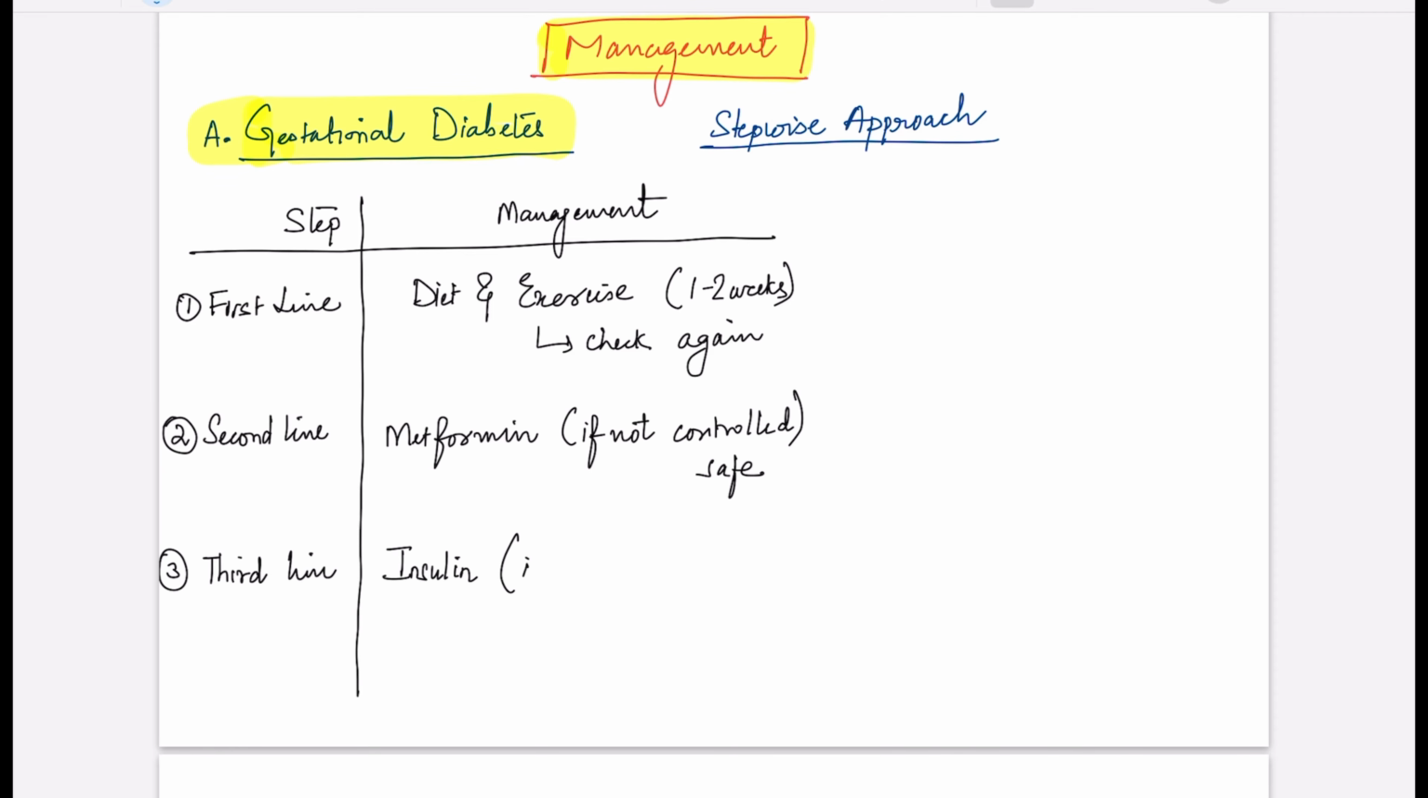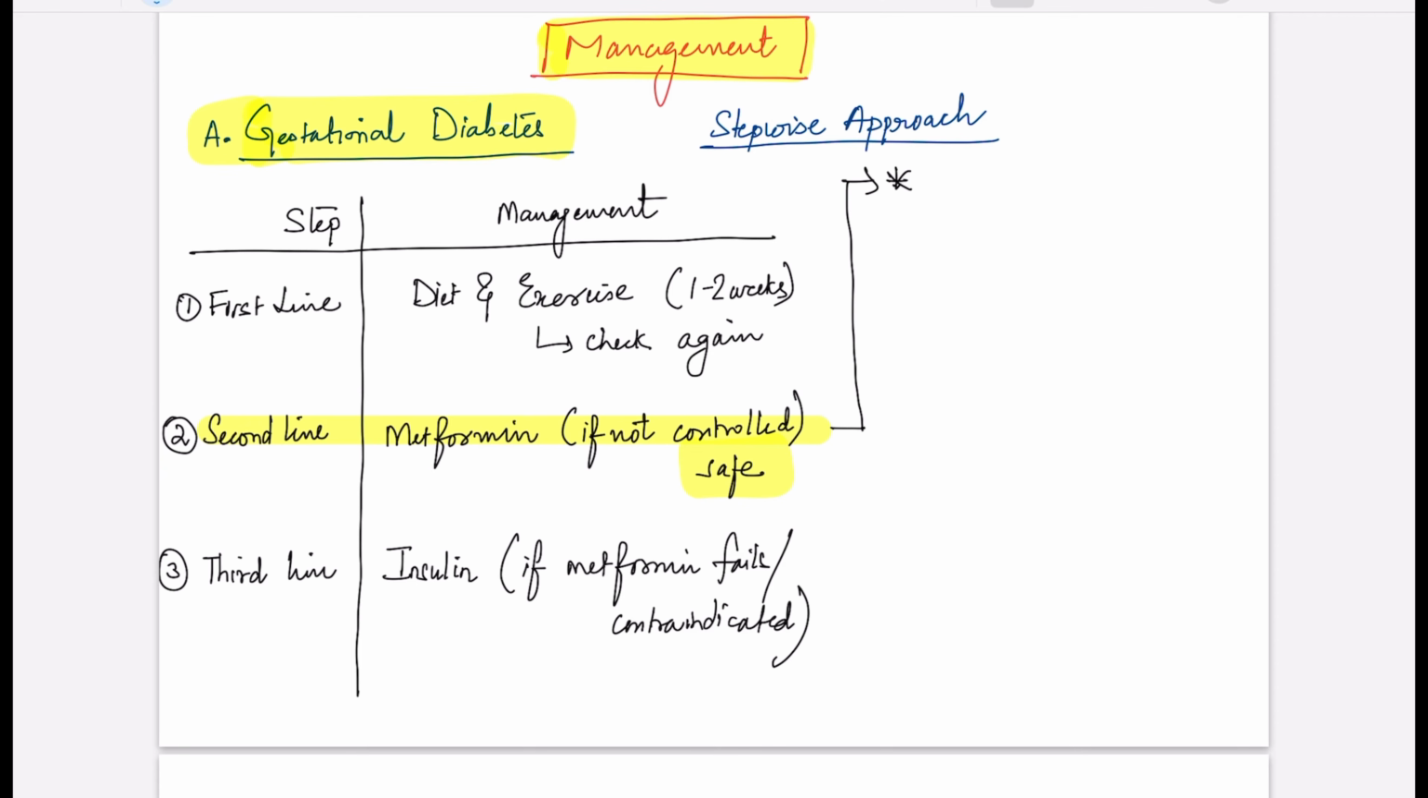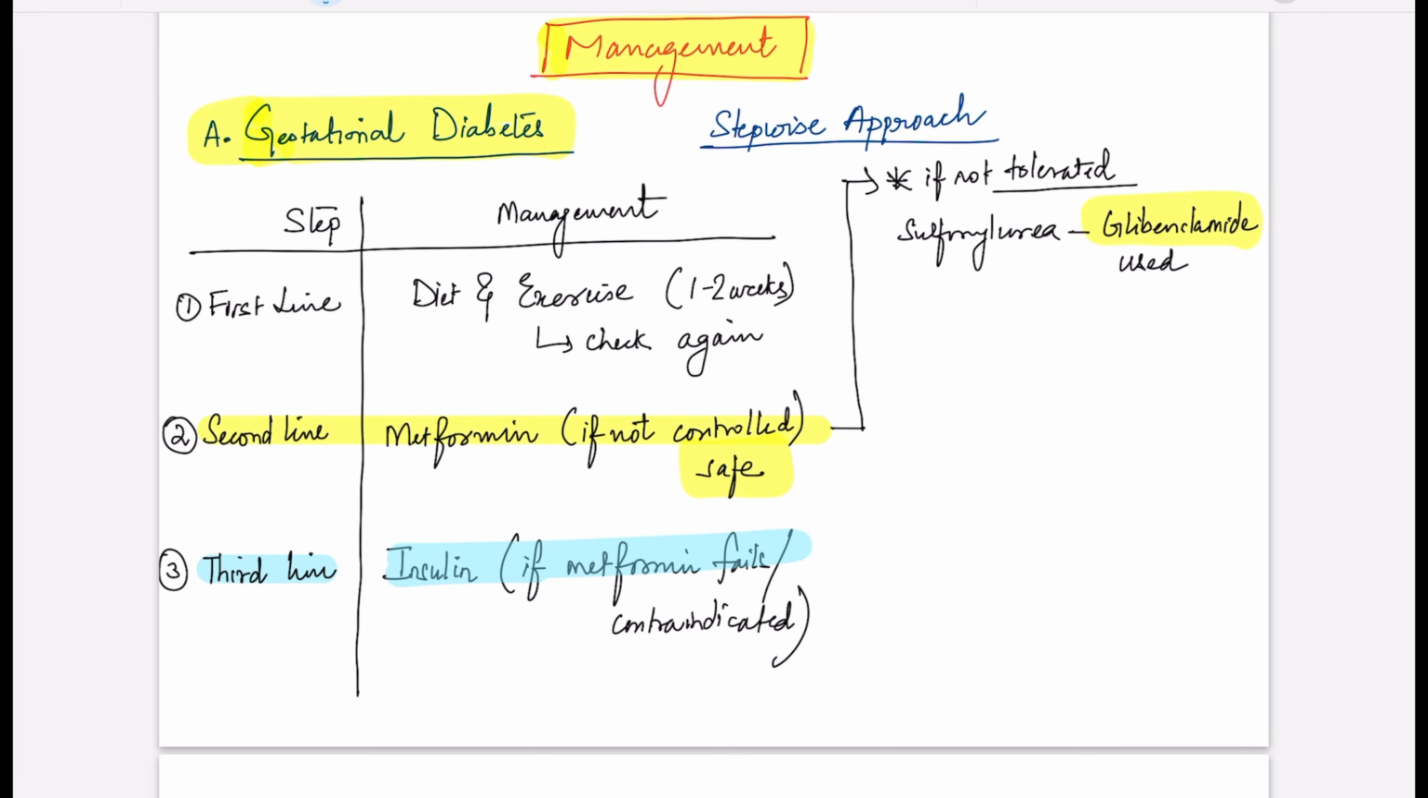And the third line, you start insulin if the previous treatment fails or as addition. Meanwhile, please remember, if some patients do not tolerate metformin, you can start the patient on glibenclamide. And now let's understand insulin.